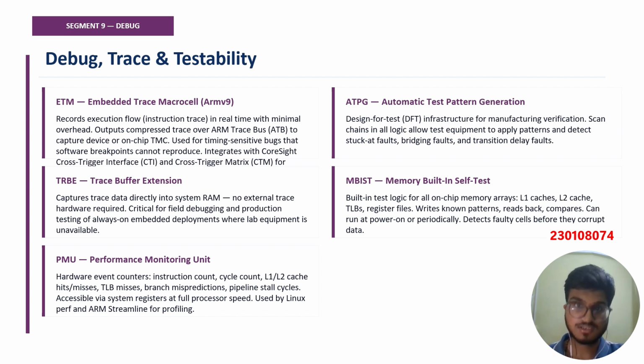Trace Buffer Extension (TRBE). This stores trace data directly in system memory, removing the need for external debug hardware. Performance Monitoring Unit (PMU). This provides hardware counters to track events like instruction count, cache hits, cache misses, branch accuracy, and pipeline stalls for performance optimization. ATPG and MBIST. ATPG detects logic faults during manufacturing, while MBIST tests on-chip memory by writing and verifying known patterns.